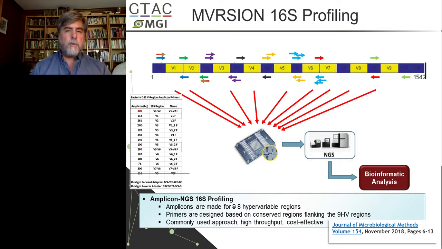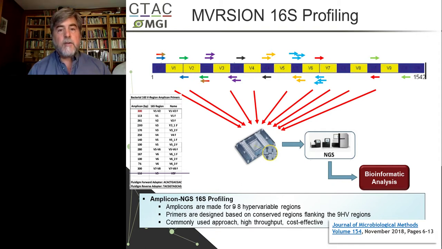We use a high throughput PCR method from a company called Fluidigm. This allows us to do thousands of PCR reactions in a single run. It makes our job much easier, and it also reflects in a lower cost of the assay. Then we do next generation sequencing, and the bioinformatic analysis we're using now is no longer QIIME, but MVRSION. And there you can see a reference to the first paper that we published about this. Subsequently, users have begun using this, and so I believe it's also alluded to in subsequent publications.